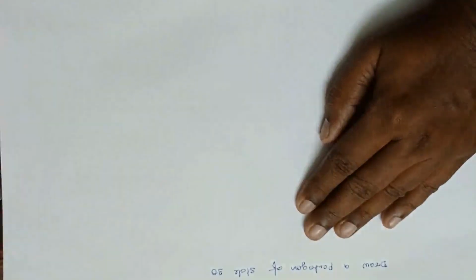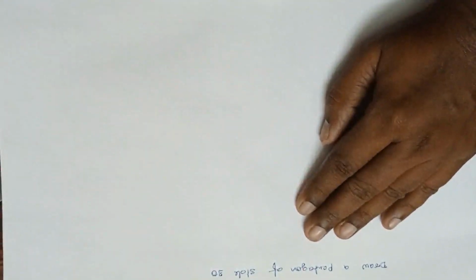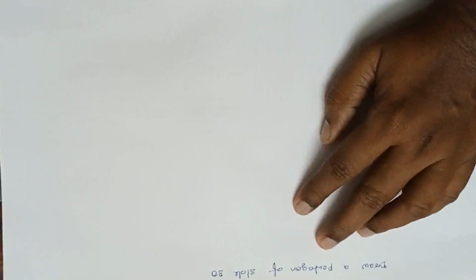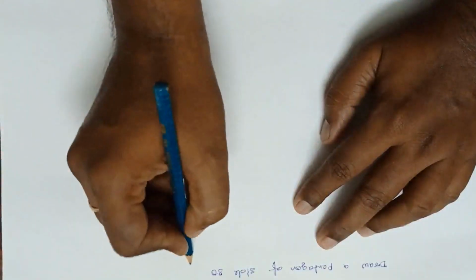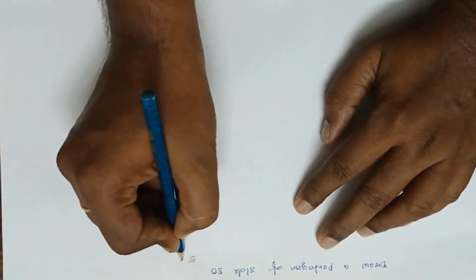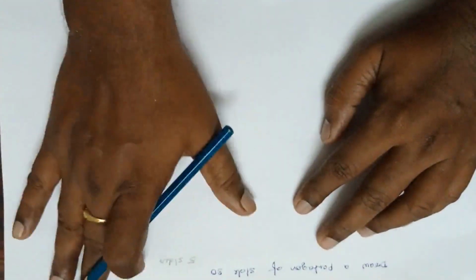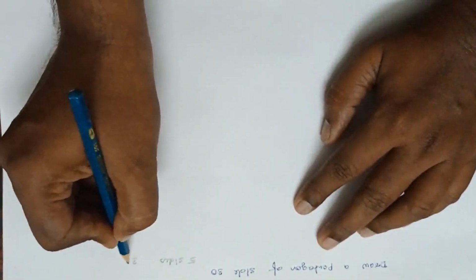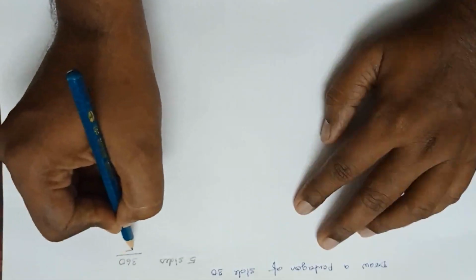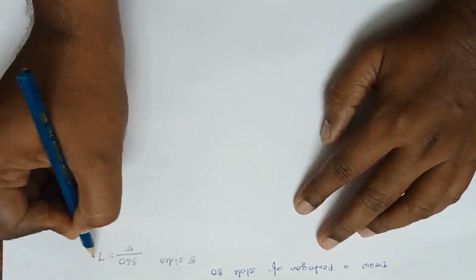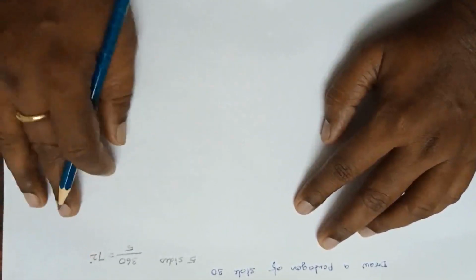First, how many sides will the pentagon have? A pentagon will have 5 sides. Now what I'll do is divide 360 by 5. How much? It is equal to 72 degrees.